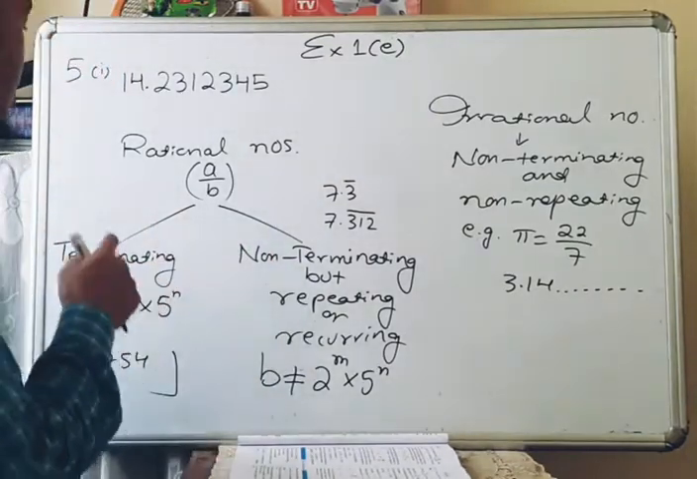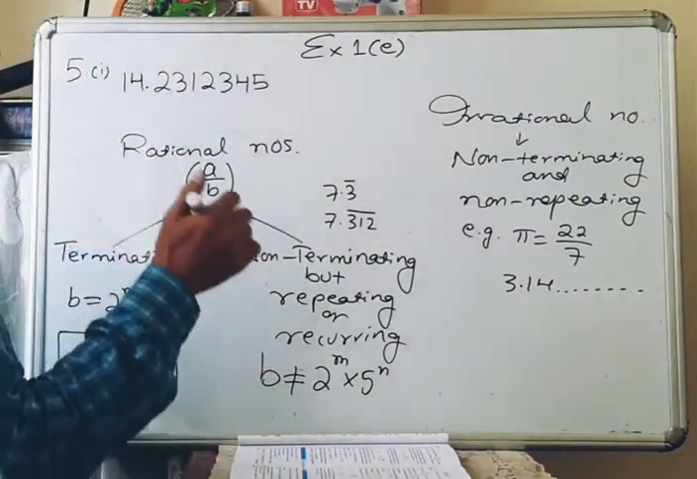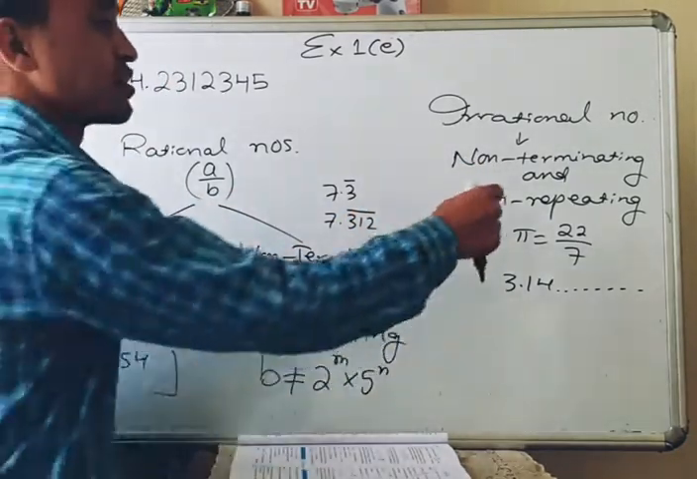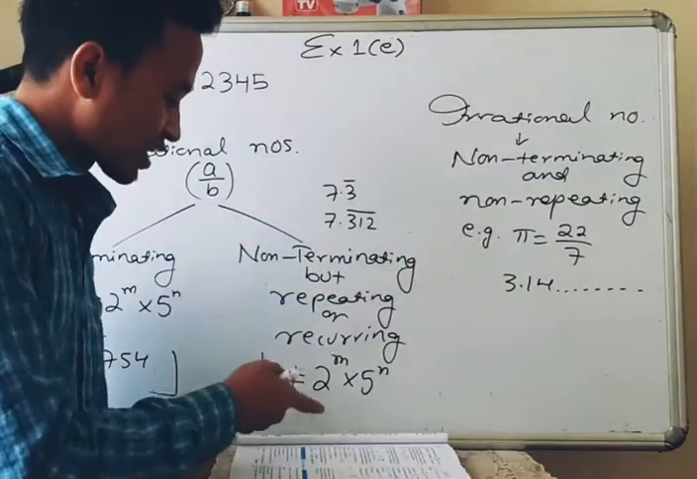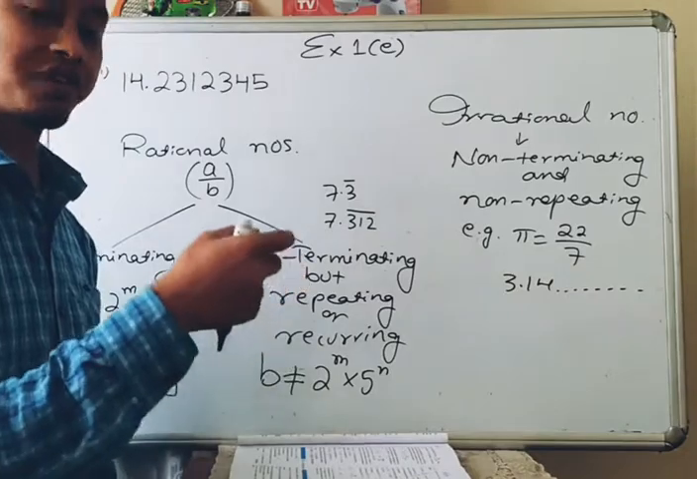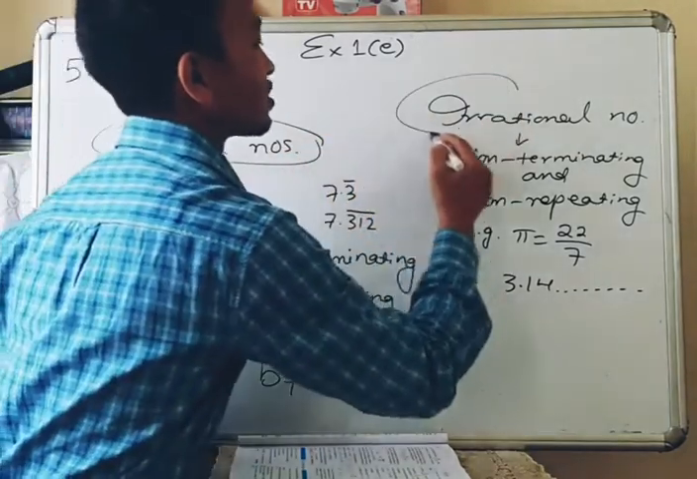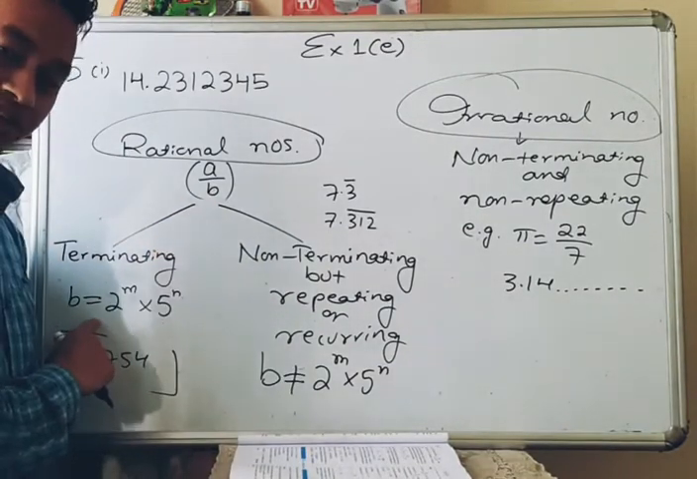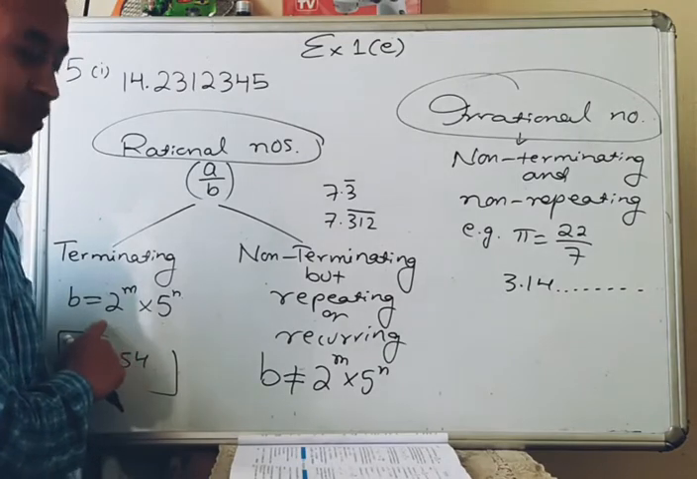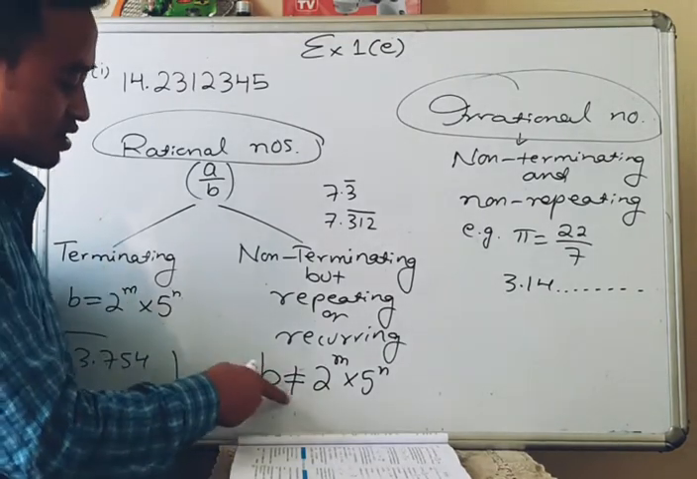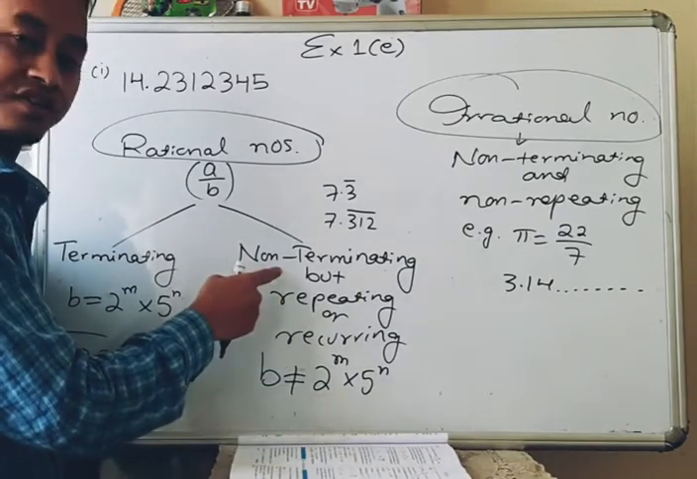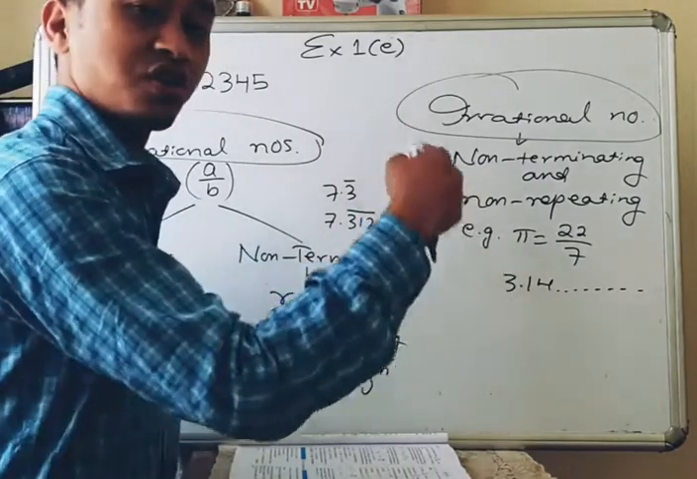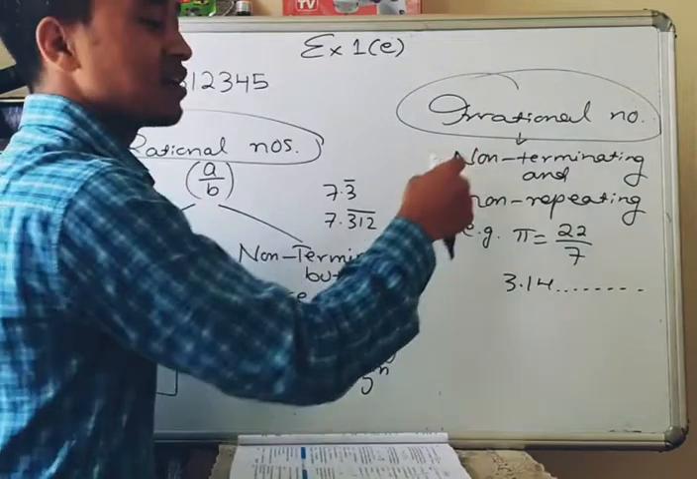So here in question number 5, we just have to categorize whether they are rational numbers of this form or irrational numbers. If they are rational, we have to say whether the denominator is of this form or not. It is of this form if they are terminating. b cannot be of this form if the rational number has a decimal expansion which is non-terminating. But if we have a decimal expansion which is non-terminating and non-repeating, then we say that it is an irrational number.